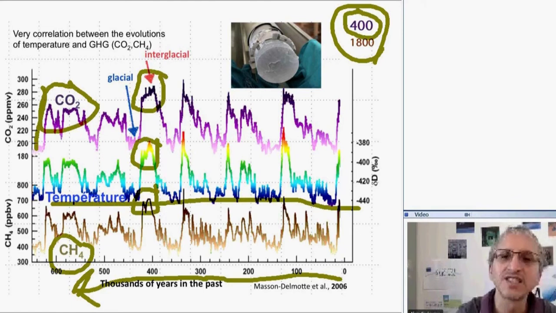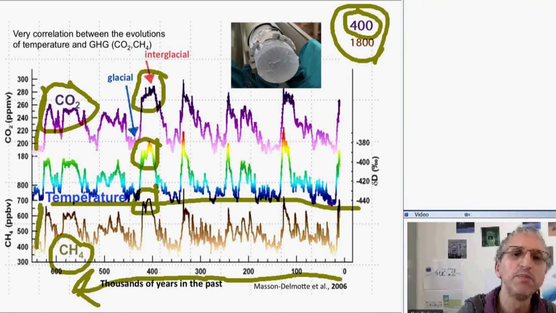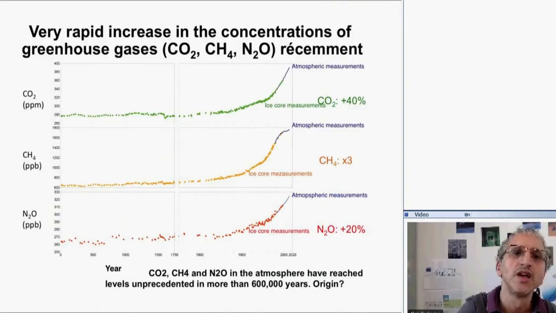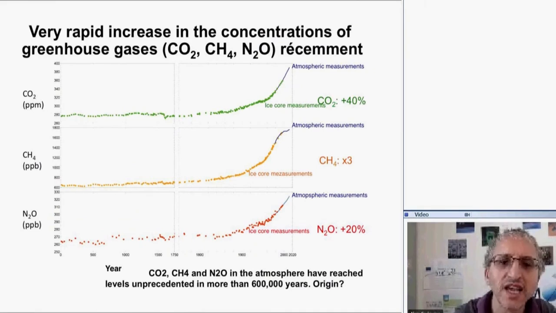So it means that this level of atmospheric concentration of CO2 has never been seen in the last 600,000 years. And it's the same for methane. Methane has been varying between 400 and roughly 600 or 700 ppb, which is a concentration unit. And nowadays, you've got 1,800 ppb. So it's unprecedented concentration levels. So it means that in the last, I would say, 150 years, there has been a very rapid increase in the concentration of greenhouse gases, CO2, methane, and N2O.